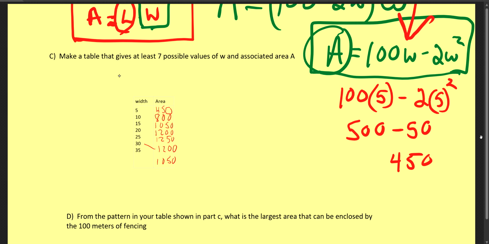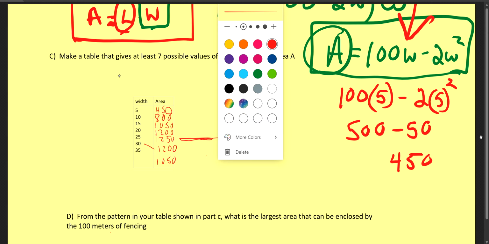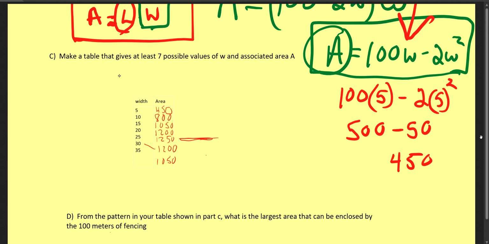Now part D is saying, from the pattern in your table shown in part C, what is the largest area that can be enclosed by the 100 meters of fencing? Well, the values go from 450 to 800, 1,050, 1,200, 1,250, and then back down to 1,200. So it looks like the largest would be right in here, 1,250, because then you can see that it goes back down to 1,200. From that pattern, what is the largest area that can be enclosed?